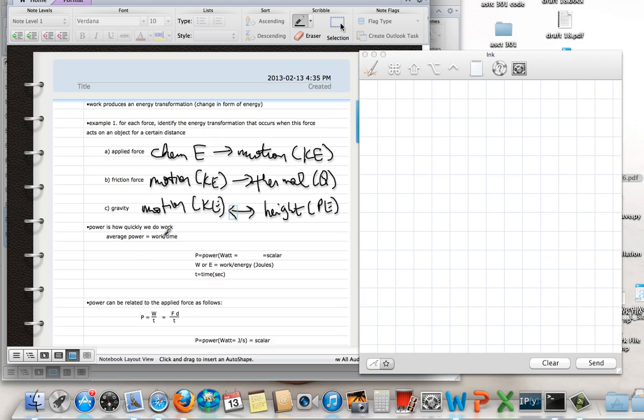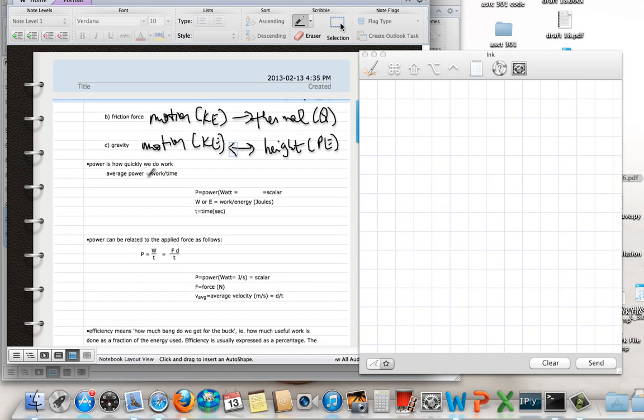Okay, next, power we define as the rate of doing work, how quickly we do it. So the power is the ratio of work over time. Now, work is in joule units, time is in second units, so a power unit must be a joule per second. That is defined as a watt. So watt is the unit of power and it's a joule per second.